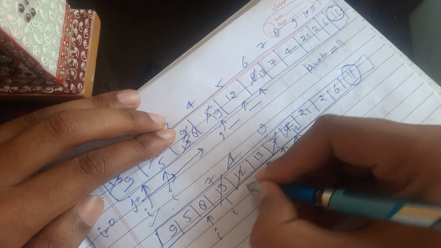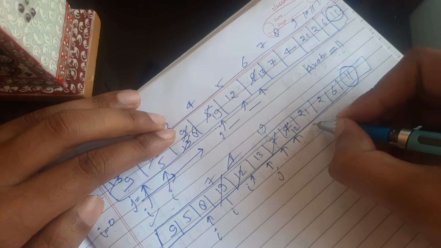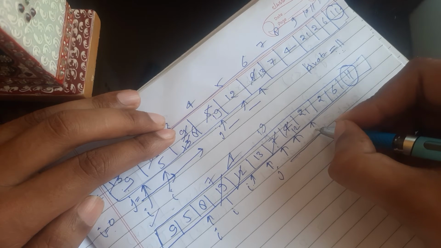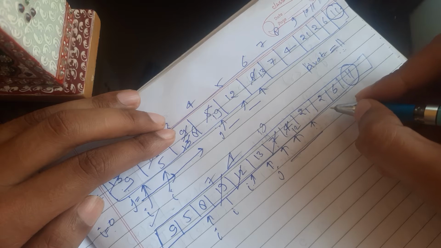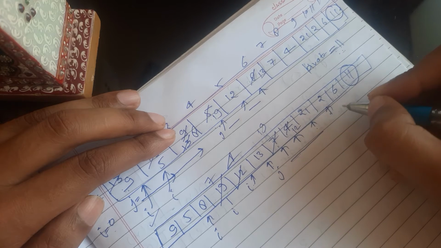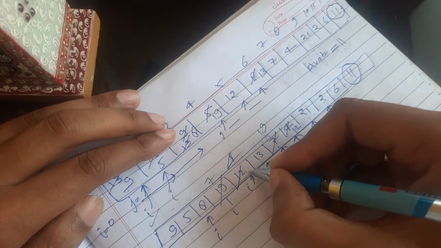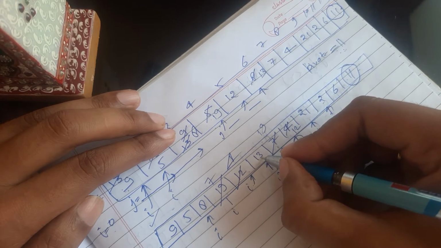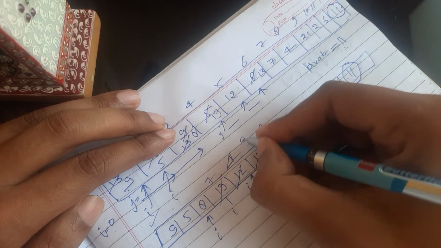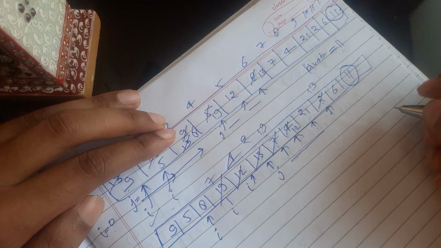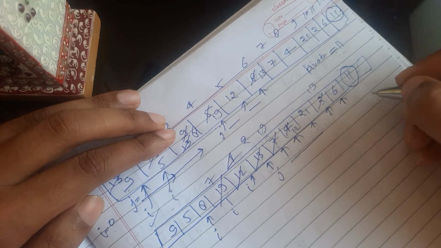Okay, and I is pointing to here. Then we increment J. It is not less than. Then we increment J. A of J is less than pivot. Then we increment I and exchange A of I with A of J. Then it is 2 and this is 13. Okay, again we increment J.